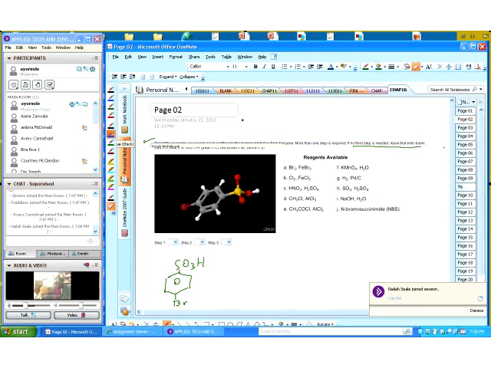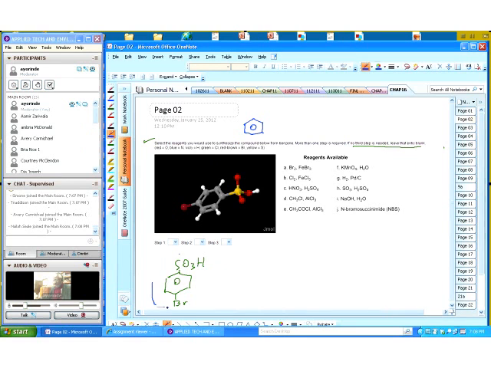We have to start from benzene. Okay, so we have benzene here. Now, let me ask you this. This is the product that we are supposed to make. Taking a look at this product, what kind of director is the sulfonic acid group? Anybody has an idea? Okay, meta director. That's Eric. Excellent. Michael, great. It is a meta director.